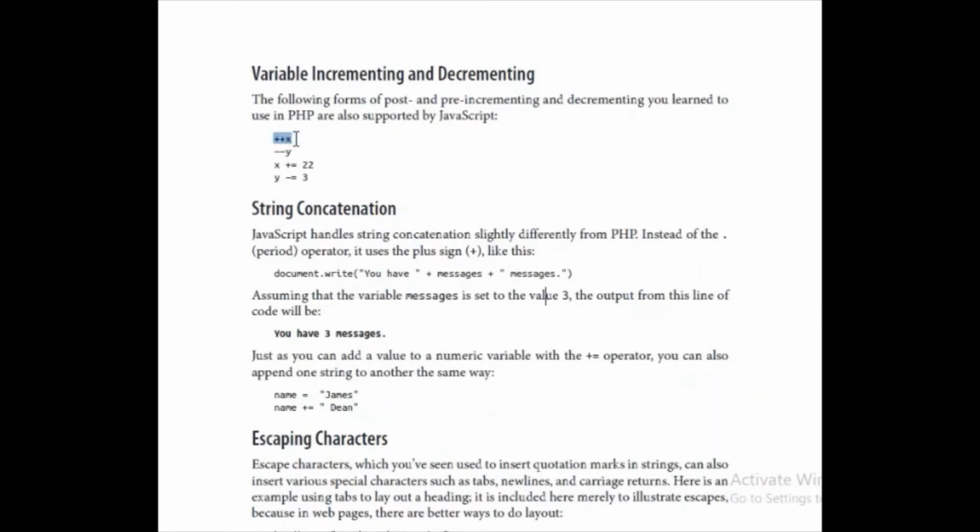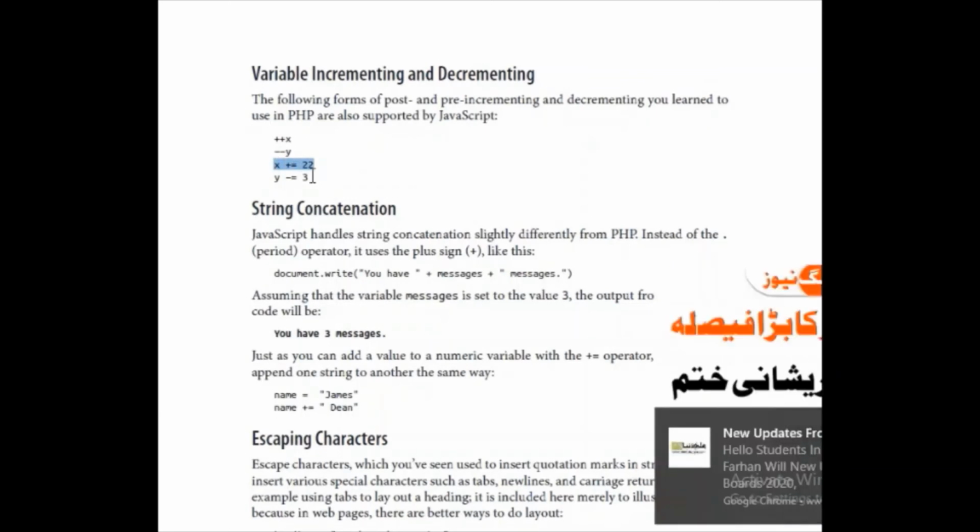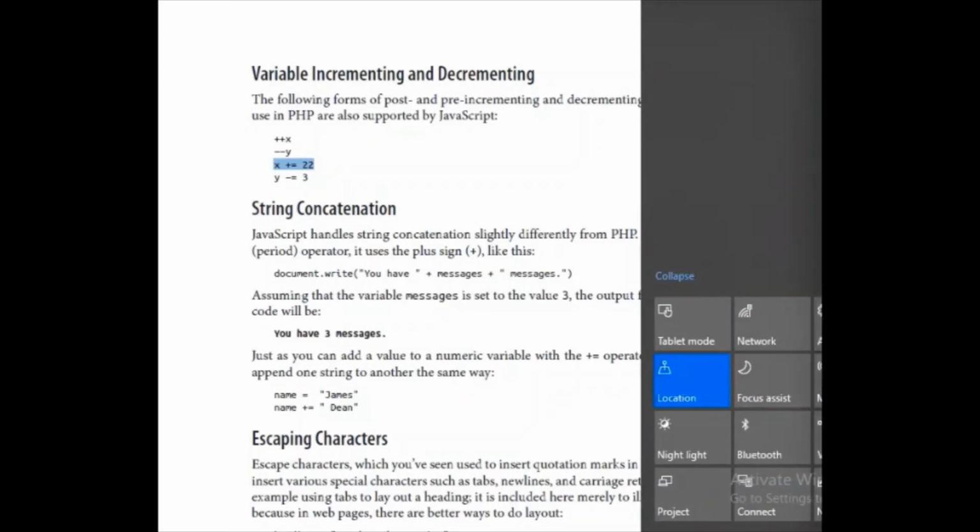Today we'll be talking about variable increment and decrement. That's how you increment and decrement variables in JavaScript. And if you want to increment more than one, these will be incrementing by 1, decrementing by 1. And if you want more increment, more decrement, you can use this. Plus is equal to 2, plus is equal to 2, and so on. That's how you can do.